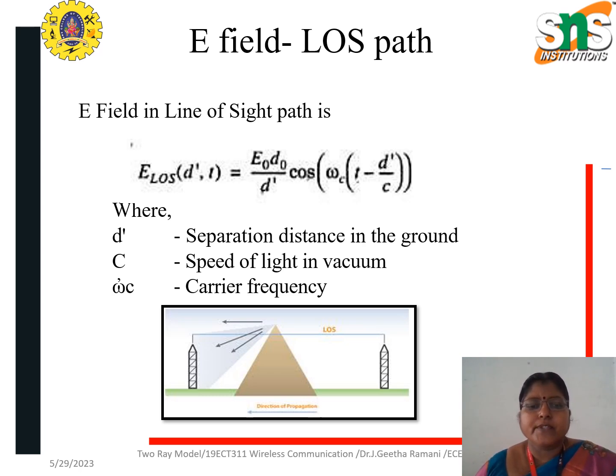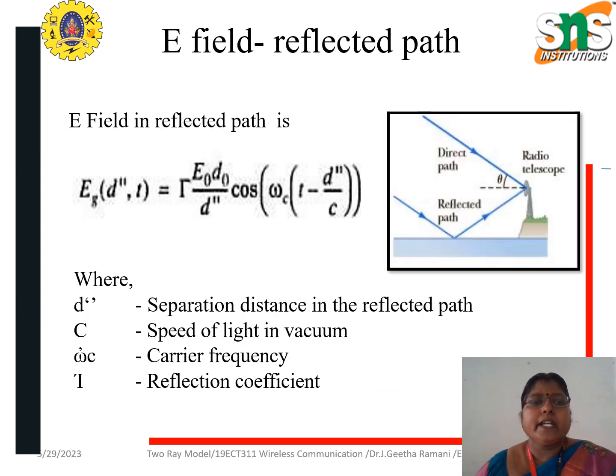This is the line of sight transmission source where there is a direct connectivity between your transmitter and the receiver. Both are in visible range. So we can rewrite the electric field equation for a line of sight path. The only difference is here we consider the distance to be d dash, which is nothing but the distance taken during the line of sight transmission. And whereas we consider the electric field in the reflected path.